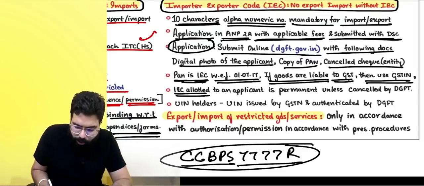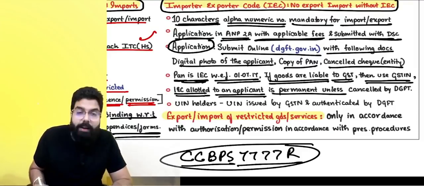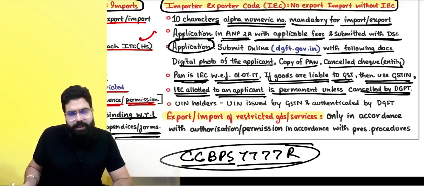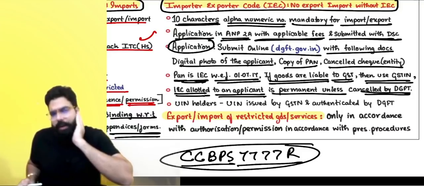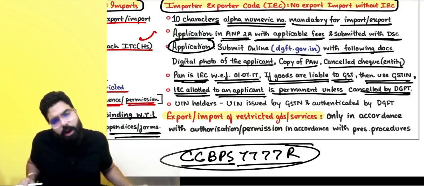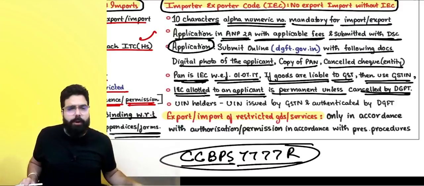Import export code to an applicant is permanent unless cancelled by the DGFT. They gave you the import export code. If you go ahead and do any violation, they will go ahead and cancel your import export code.